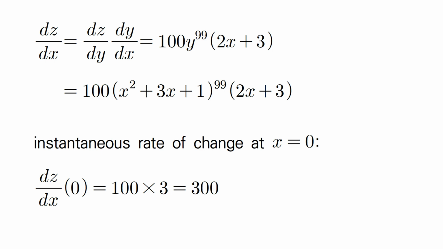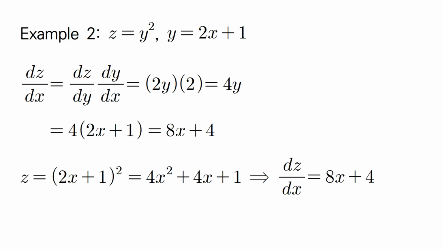The derivative we've calculated this way has a value of 300 when x is 0. In other words, the instantaneous rate of change of z with respect to x at 0 is 300. Now, let's look at a second example to see how the chain rule works using simpler functions. Suppose z equals y squared and y equals 2x plus 1.